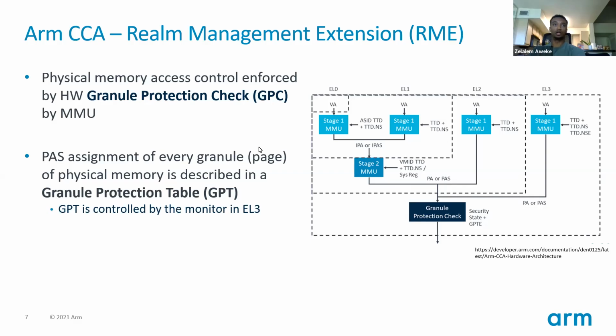against what we call a granule protection table. So basically, the granule protection table describes a physical address space assignment for each physical address, or for each page or granule. The MMU uses this table to check whether that access is allowed. If that access is not allowed, then a granule protection fault is raised. Yeah, so we have this additional data structure.